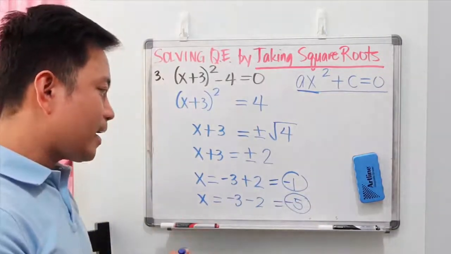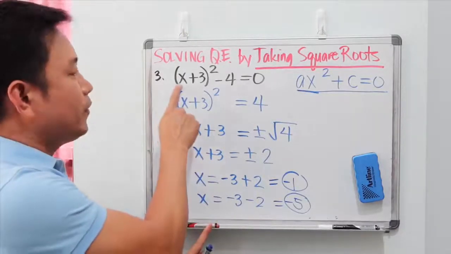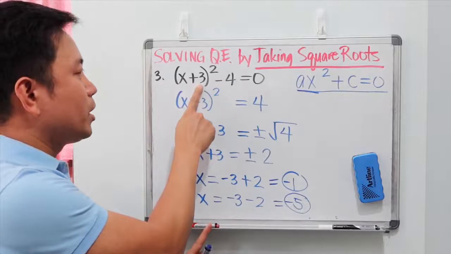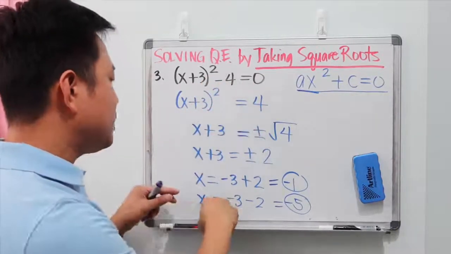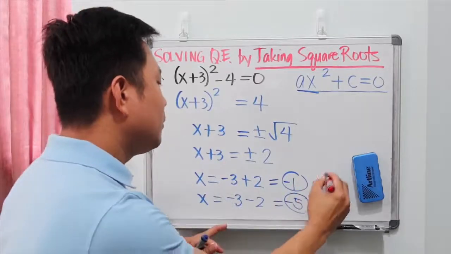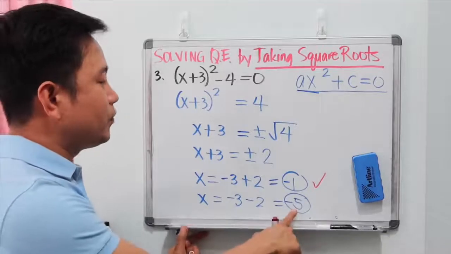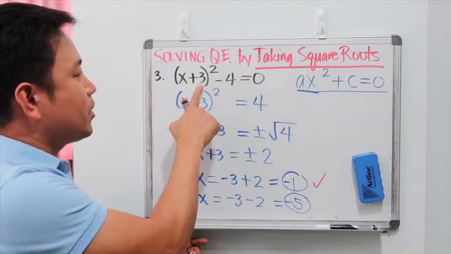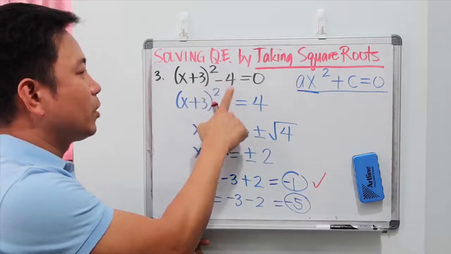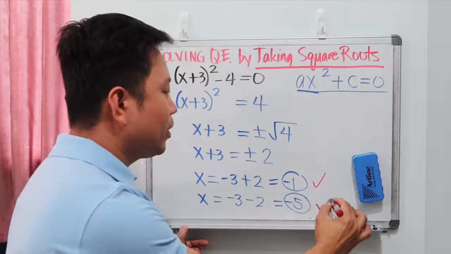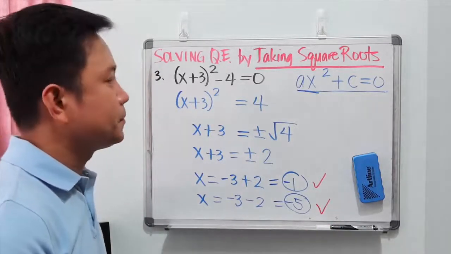And this means that when we plug negative 1 back into the equation, negative 1 plus 3 is 2, square it, 4, take away 4, that's 0. True. So this means that negative 1 will make the equation true. Same thing with negative 5. When you plug in, negative 5 plus 3 is negative 2, square, that's 4, take away 4, also 0. So negative 1 and negative 5 are the roots of this quadratic equation.